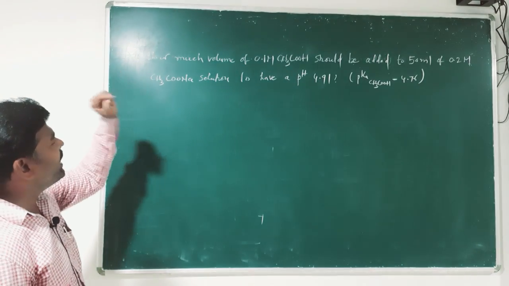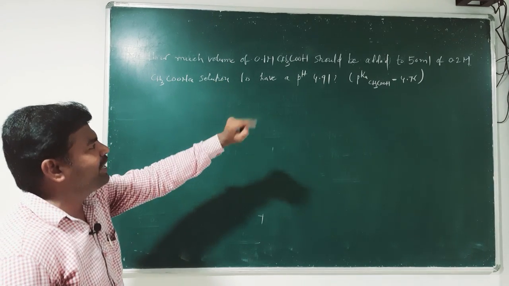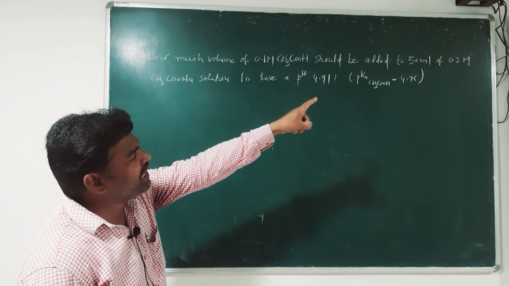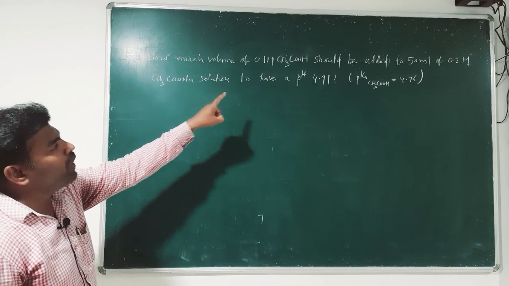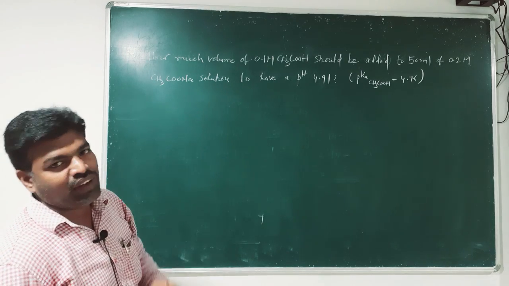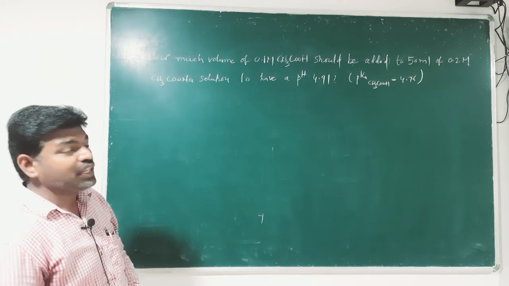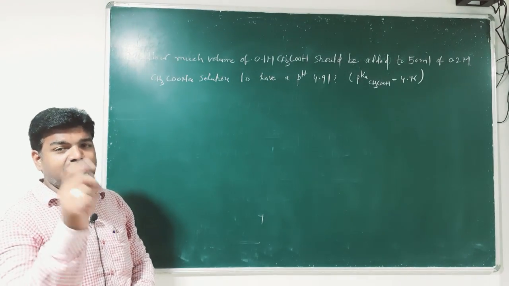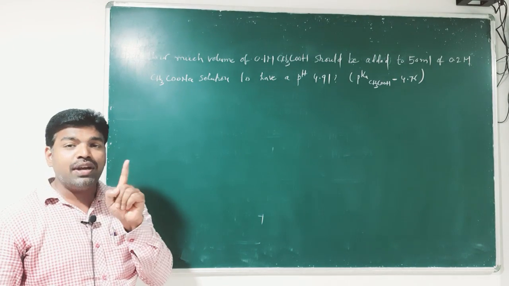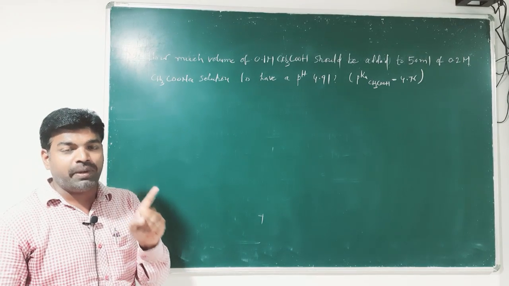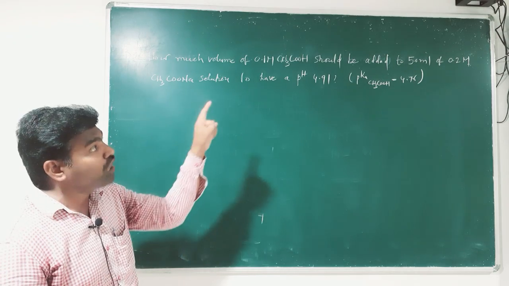Problem 2 is: how much volume of 0.1 molar acetic acid should be added to 50 ml of 0.2 molar sodium acetate solution to have a pH of 4.91, and the given pKa value of acetic acid is 4.76. In solving the problems, first you should understand the problem and memorize the suitable formula to solve that problem.